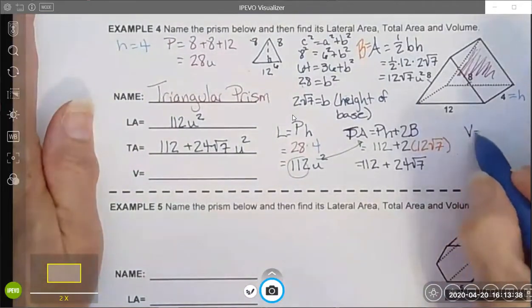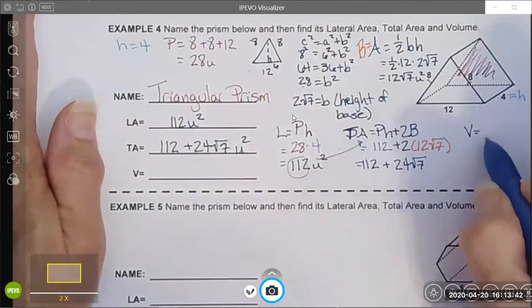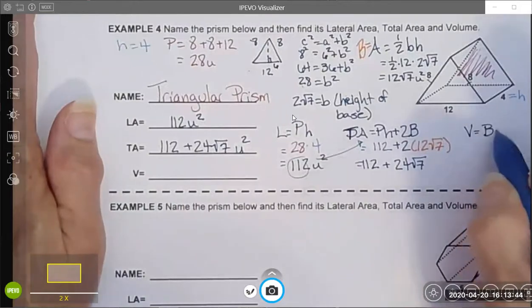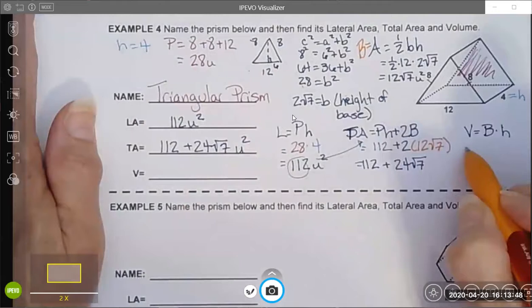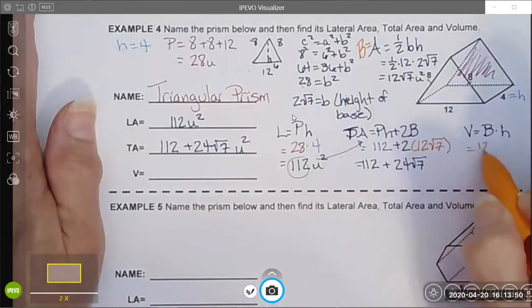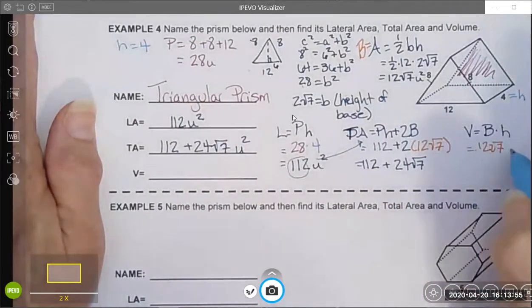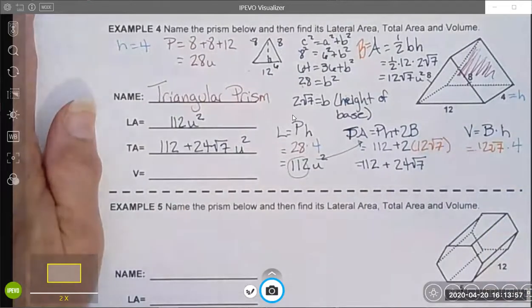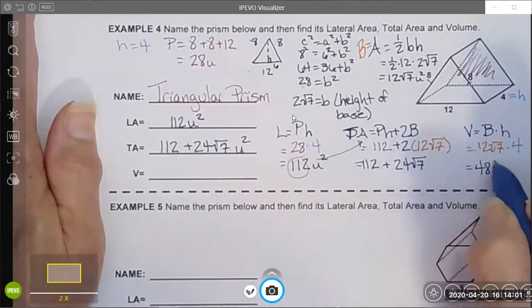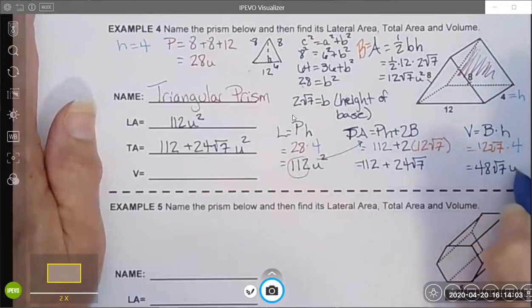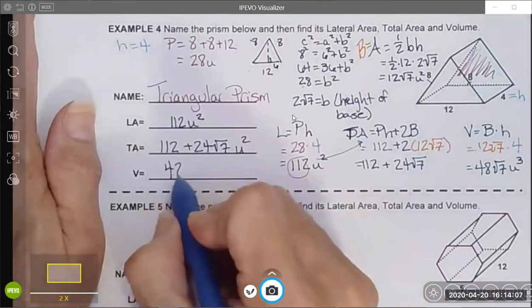The last calculation I was asked to make is the volume of this triangular prism. That is going to be equal to the area of the base times the prism's height. The area of our base in this case is 12 square root 7, and the height of our prism was 4. 12 times 4, 48, square root 7 tags along, and it's units cubed because volume is a 3-dimensional measure.